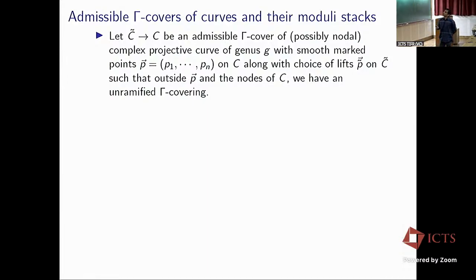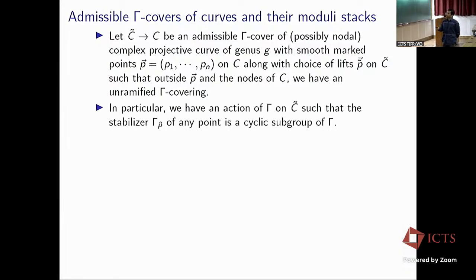But what we want is that outside these marked points, once you remove the marked points and once you remove all the nodes, the covering should be unramified. So that is known as an admissible gamma cover. An admissible gamma cover is basically this data which satisfies these conditions. One thing to note is that in particular we have this group gamma acting on the top curve, and the stabilizer of any point is a cyclic subgroup.